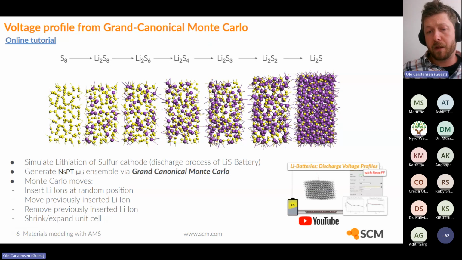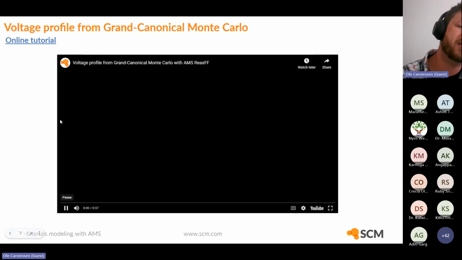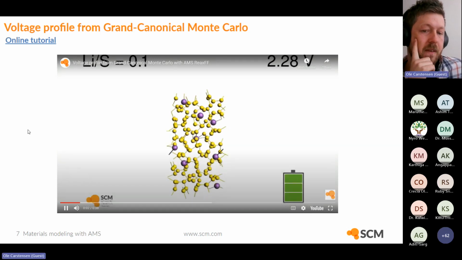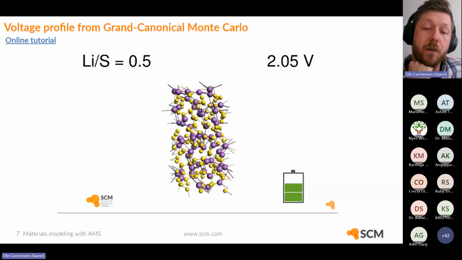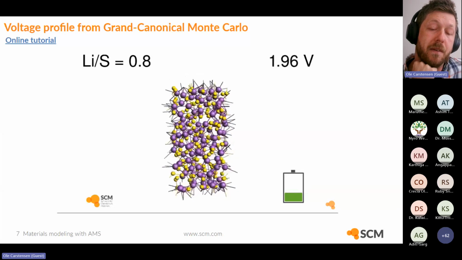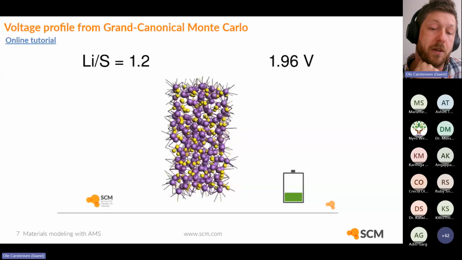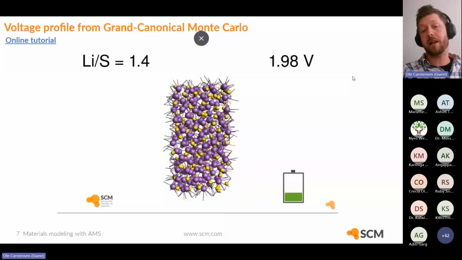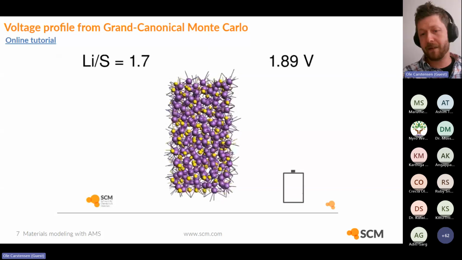Okay, so for now, what we are going to do is have a look at one of the results of this simulation. This is a small movie of this discharge process, an animation taken from the video here. You can see as the Monte Carlo simulation proceeds, the fraction of lithium ions inside the system increases compared to the sulfur atoms. Their number is kept constant. The number of lithium atoms is subject to the Monte Carlo simulation. The voltage is calculated from the energies and the number of intercalated lithium ions.